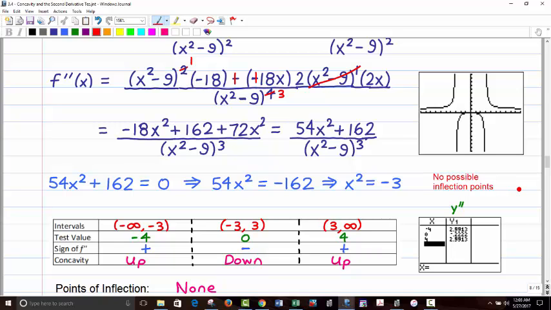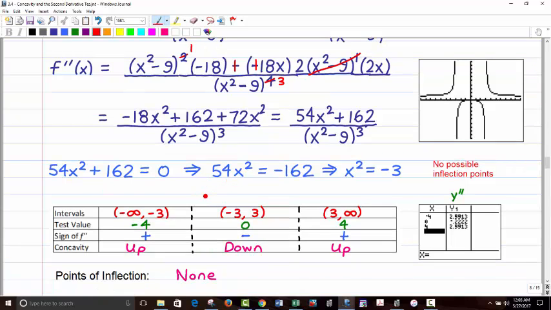Now, those values that you set equal to 0 with the first derivative have a name. They're called critical numbers, of course. These don't really have a name, so I just call them possible inflection points, and then we see if they actually become inflection points or not. For lack of a better term, I just call them possible inflection points.